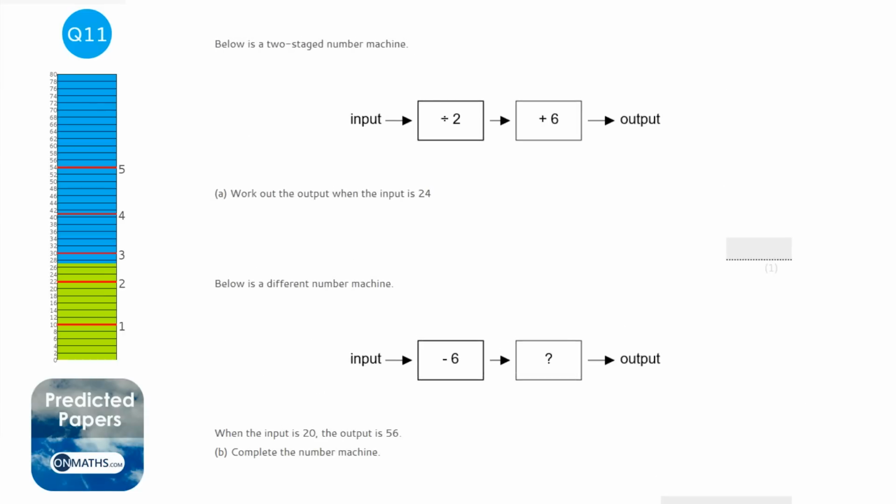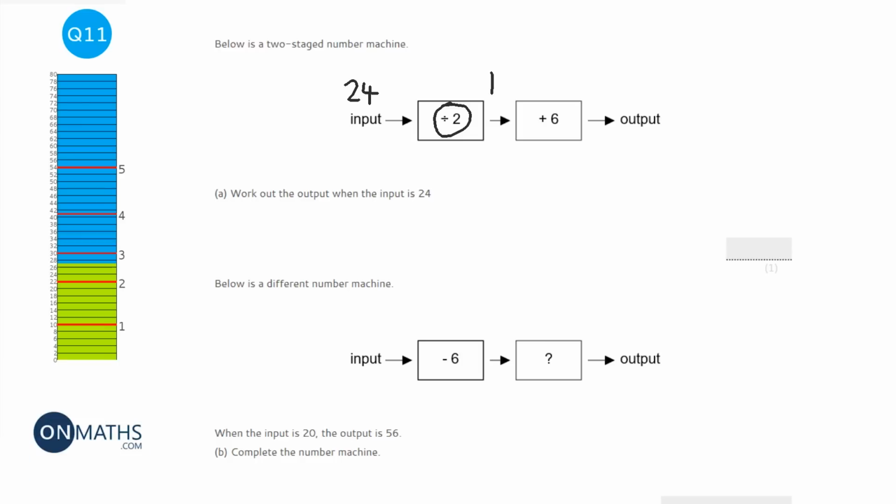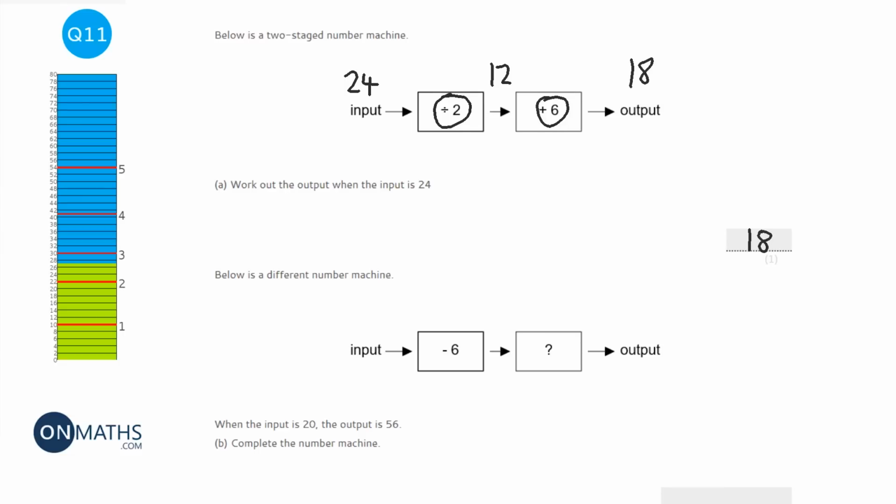So we're given function machines for this question, and it says what is the output when the input's 24? So the input's 24, and the first thing that's going to happen to it is it's going to divide by 2, so we're going to halve it. So that's going to make it 12. Then it says we're going to add 6. So when we add 6 to 12, we get 18. So the output is 18.